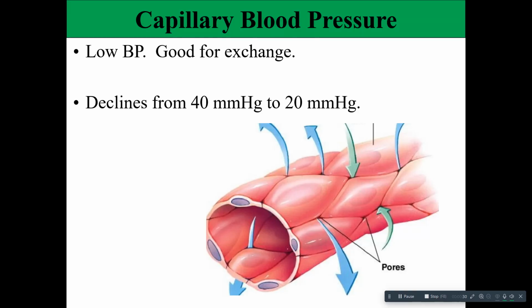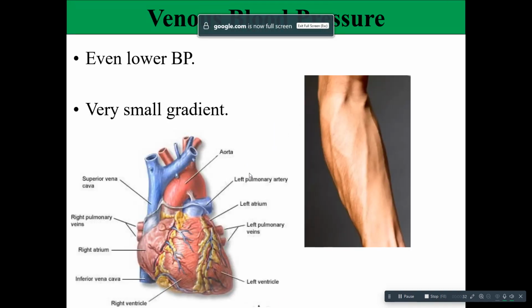Now, if we go onward to veins, the blood pressure is even lower in veins because we're even farther from the pumping action of the heart. We know the low blood pressure in veins is why they have thin walls, and why they can be located somewhat superficially.